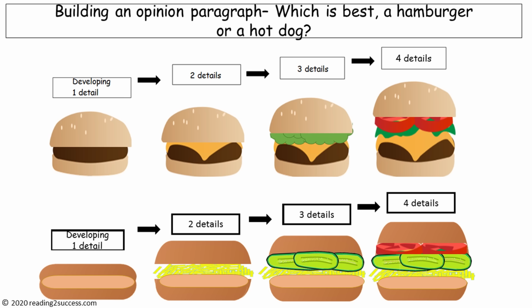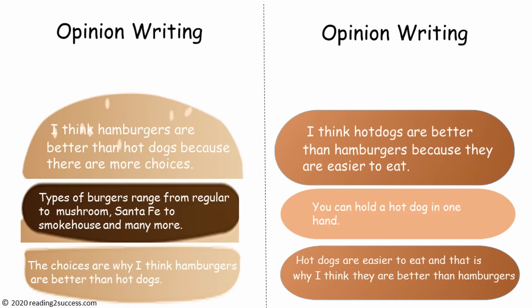Now, using our reasons and our opinion statement created during our brainstorming lessons, we're going to start building an opinion paragraph one reason at a time for both our hamburger and our hot dog. In developing our hamburger and hot dog opinion writing pieces, we will begin with a developing piece. It will include the opinion statement, one reason, and a closing statement for the hamburger piece and the hot dog piece.